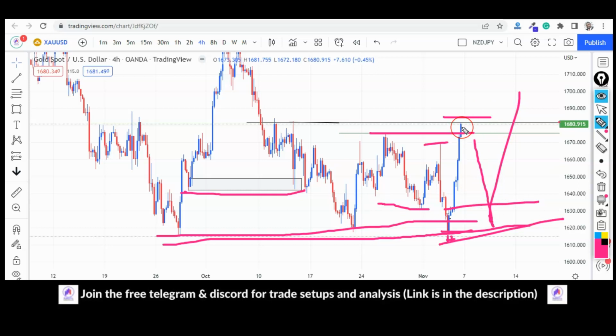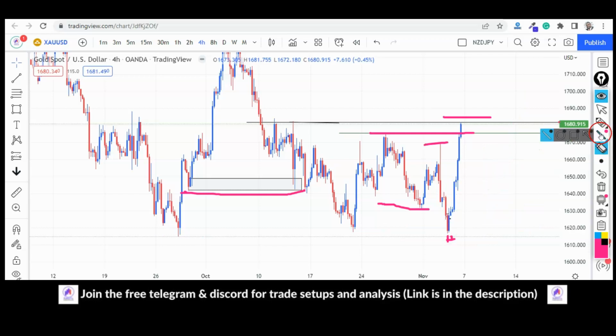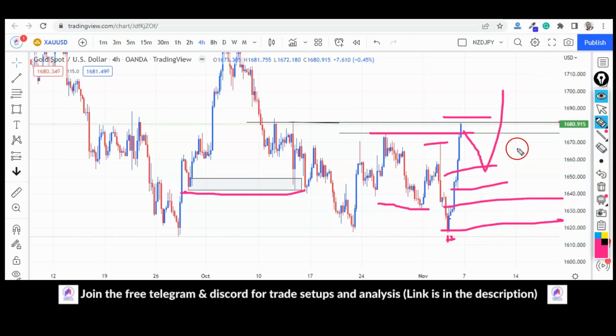What I'm expecting in this gold market is for price to come down. I'll be looking at this area here. Let me clean all of this. I'll be looking at this area here to continue going higher, and also this area here to continue going higher.